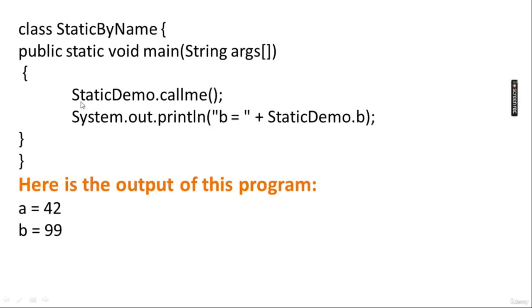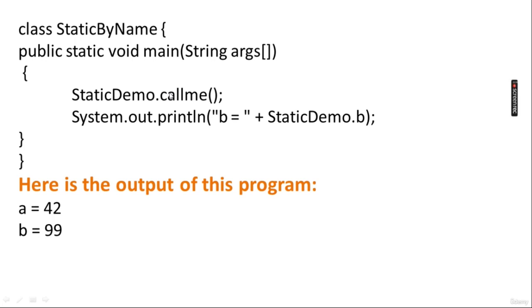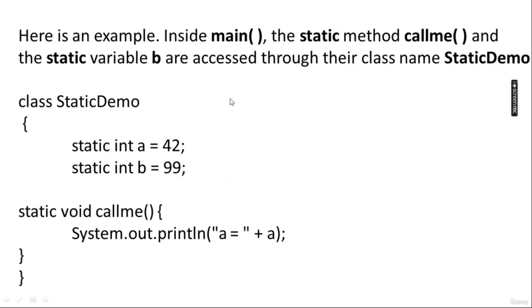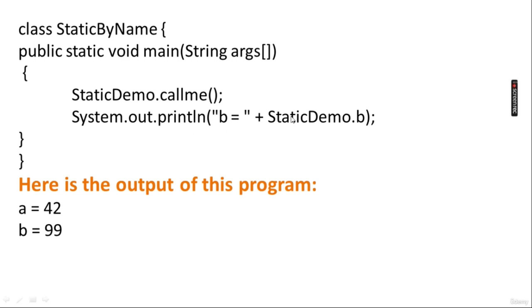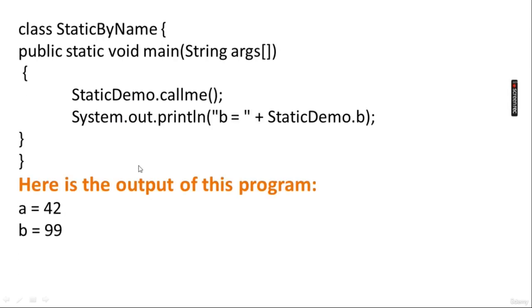So how to access them? Class name dot method name. StaticDemo is the class name and the method name is callme. So it will print a is equal to 42 and b is equal to StaticDemo.b. What is StaticDemo.b? Directly you can access it using class name dot variable name. StaticDemo.b is equal to 99. So here is the output of this program, 42 and 99.